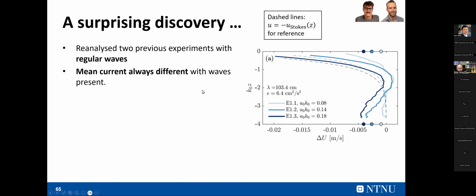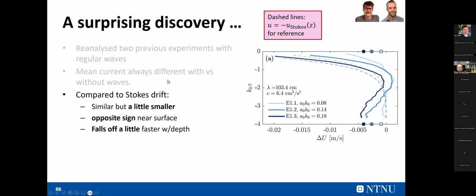So we went back and reanalyzed some older experiments, also a couple of other experiments with regular waves, where the waves are just running continuously, and we always find the same thing. The mean current is always different with waves and without waves. And here I plotted the Stokes drift for comparison. You see in this particular case, the flow is always a bit smaller than the Stokes drift, and it also turns around and starts pointing the other way again.